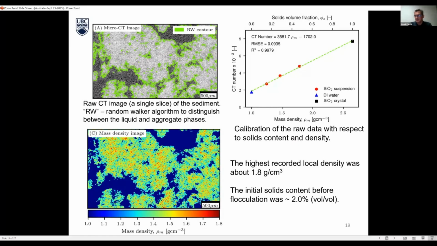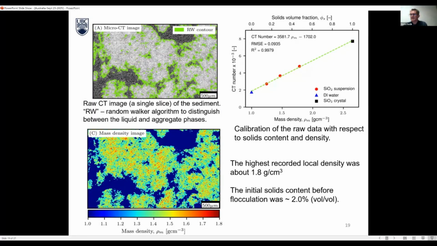So this is post-processing. And this was probably the first image where I got to see the actual densities of floc density distributions. What we found interesting here is that the highest recorded local density was about 1.8 grams per cubic centimeter, so quite far from the density of pure quartz. But you can get a sense of the numbers, and this is a single slice, and you have hundreds of thousands of those, and you can start producing 3D images as well.